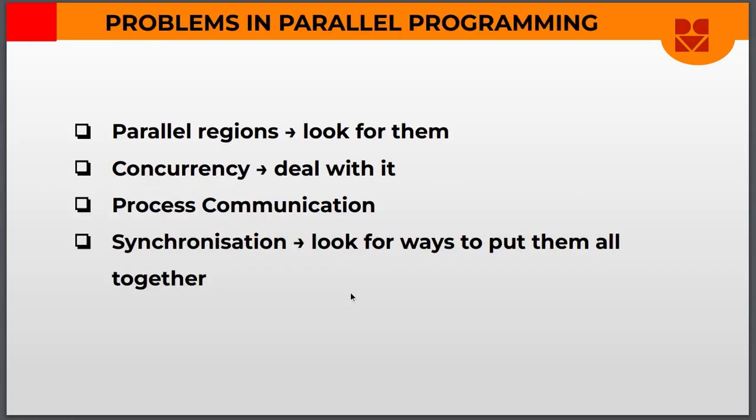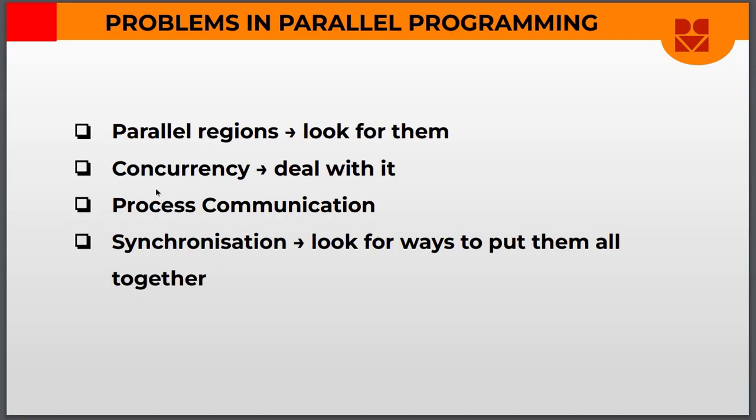Now the problems we have to look out for when performing parallel programming are, first, the parallel regions. How do we determine the part or portion of our code that should be parallelized? Yes, you are writing code and you want to run some portions of this code simultaneously so that the results can come at the same time or faster. You have to look for the regions that you can write in a form that they can be executed simultaneously.